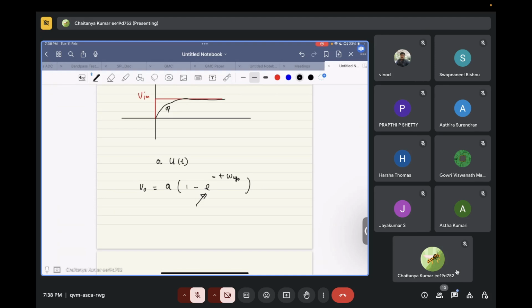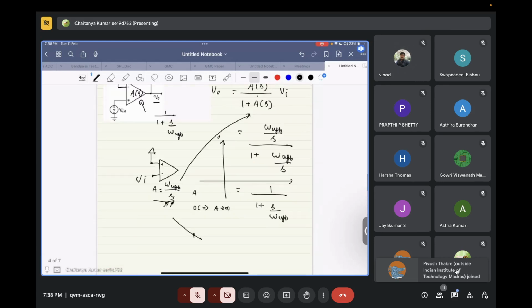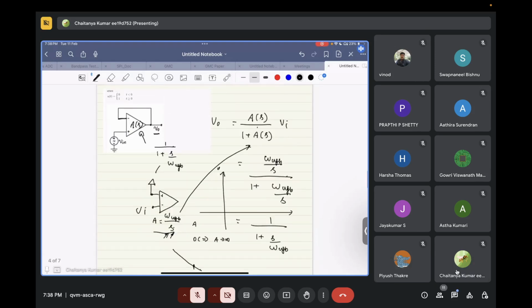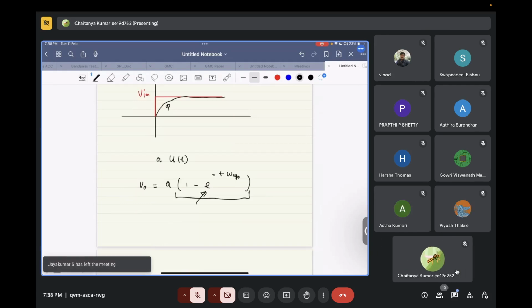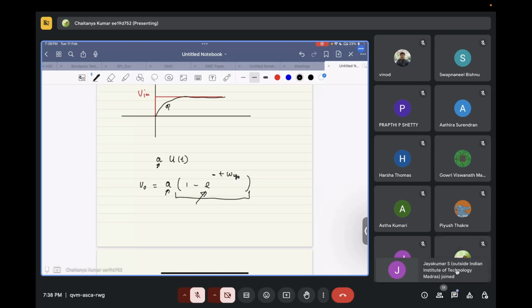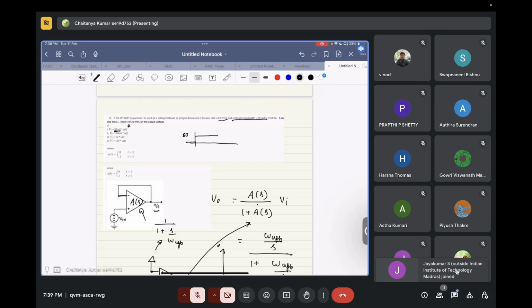I think you guys have studied signals and systems, right? Yes, sir. So from signals and systems, you can go and refresh that. If the transfer function of the system looks like this, then the step response will basically be of this form. If this is scaled by a factor of A, it will basically become this thing. So this is basically it.